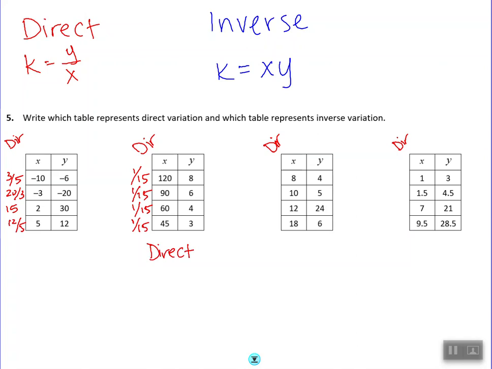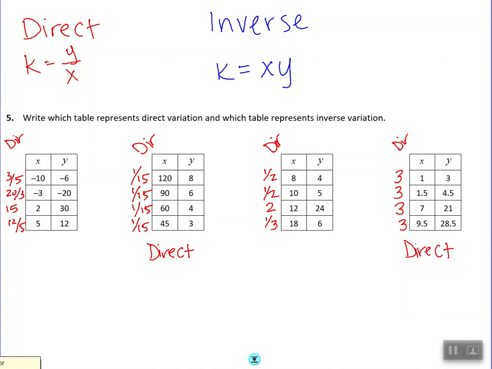Let's try the third one. 4 divided by 8 is 1/2. 5 divided by 10 is 1/2. 24 divided by 12 is 2. And 6 divided by 18 is 1/3. So that one is not direct because those are not the same number. And if we look at the last table, 3 divided by 1 is 3. 4.5 divided by 1.5 is 3. 21 divided by 7 is 3. And 28.5 divided by 9.5 is 3. So this one is direct.